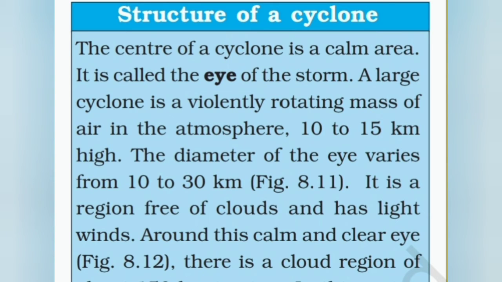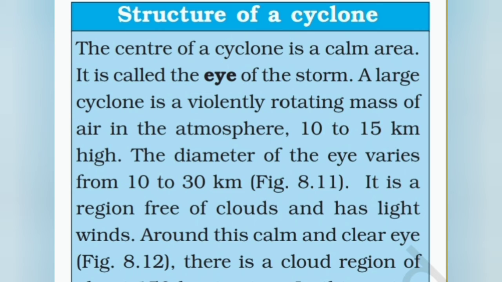A structure of a cyclone. The center of a cyclone is a calm area. It is called the eye of the storm. A large cyclone is a violently rotating mass of air in the atmosphere, 10 to 15 km high. The diameter of the eye varies from 10 to 30 km. Figure 8.11. It is a region free of clouds and has light winds.